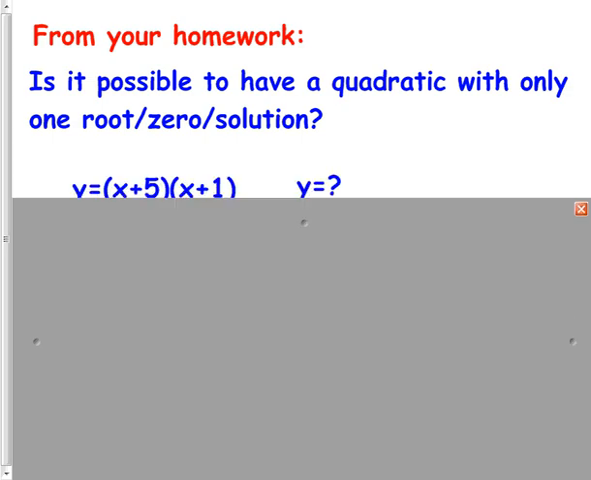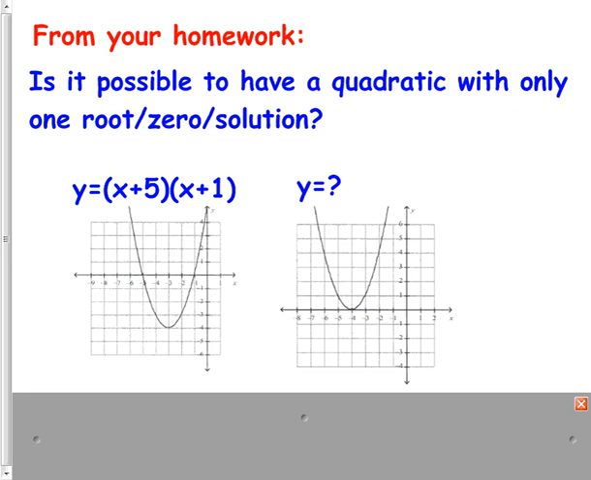Is it possible to have only one solution? Well, yeah. Sometimes they have two solutions like this, but sometimes they only have one solution. How could that be? Do you just write one parenthesis and say x, well, this is at negative 4 in case you can't read it. So you say x plus 4 and only one parenthesis? No, because it wouldn't be a quadratic. Yep. Or another way to say that is x plus 4 and x plus 4.